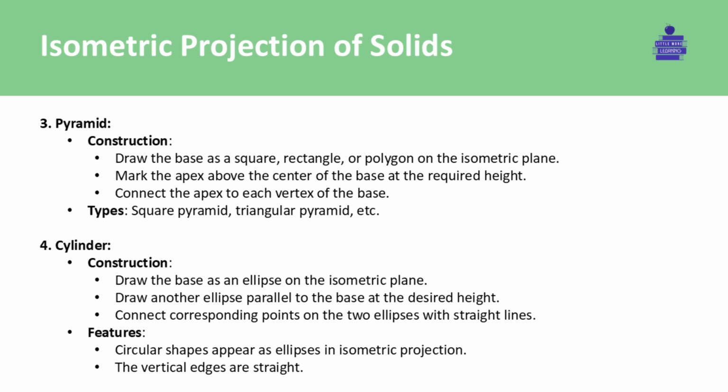It's similar to how a coffee cup's rim appears oval-shaped when you look at it from an angle. We draw these ellipses at the top and bottom, then connect them with straight lines. Remember, while the circular faces become ellipses, the vertical edges of the cylinder remain straight and parallel. This is a key characteristic of isometric projection.